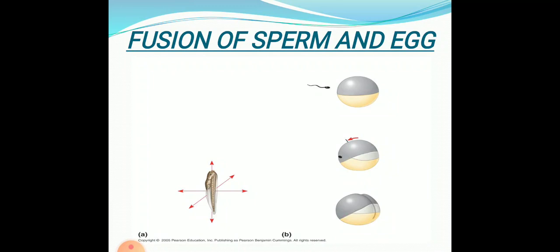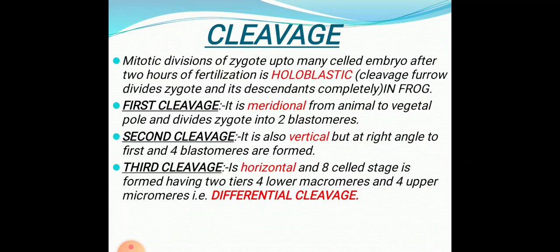Next is cleavage. After fertilization, the zygote is formed, and the zygote undergoes rapid repeated mitotic division, and that forms a number of cells called blastomeres, and this is called cleavage. So what is cleavage? Cleavage is the rapid repeated mitotic division of the zygote, resulting in the formation of a number of cells called blastomeres.